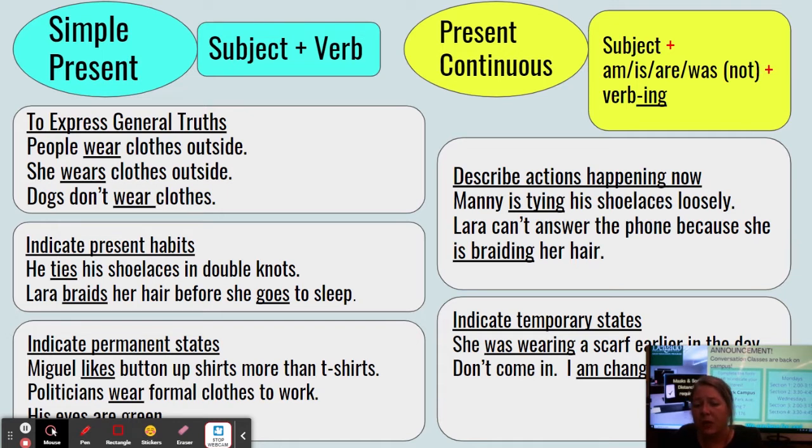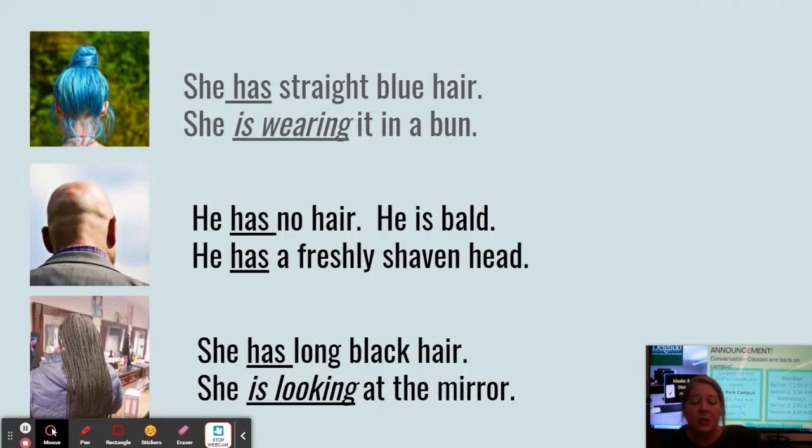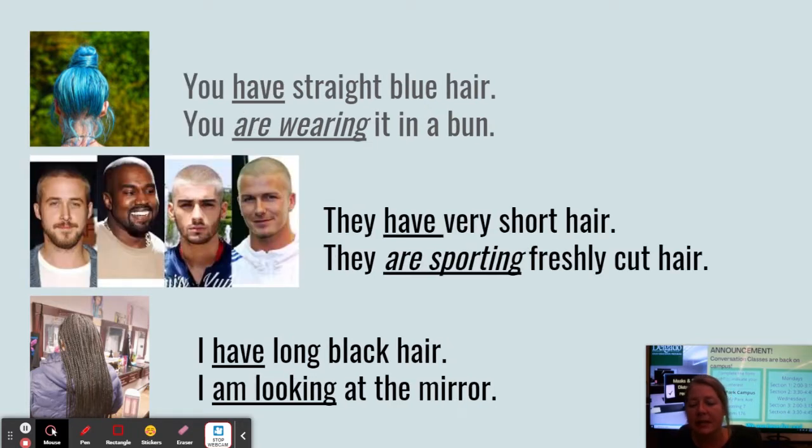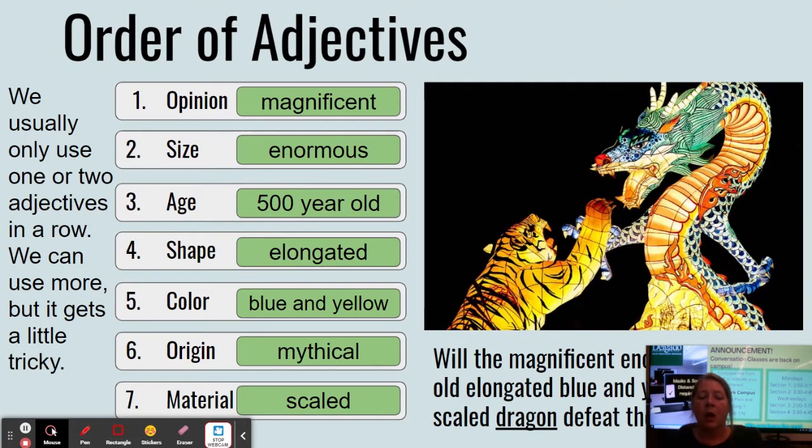The present continuous is to describe something that's happening right now, like I am talking right now, or to indicate temporary states. So I am wearing this shirt temporarily. Tomorrow I will wear a different shirt. Okay, so there's a bunch of sentences. Please read them over, look at the images, think about the adjectives and the verbs in the sentences, and say them out loud.